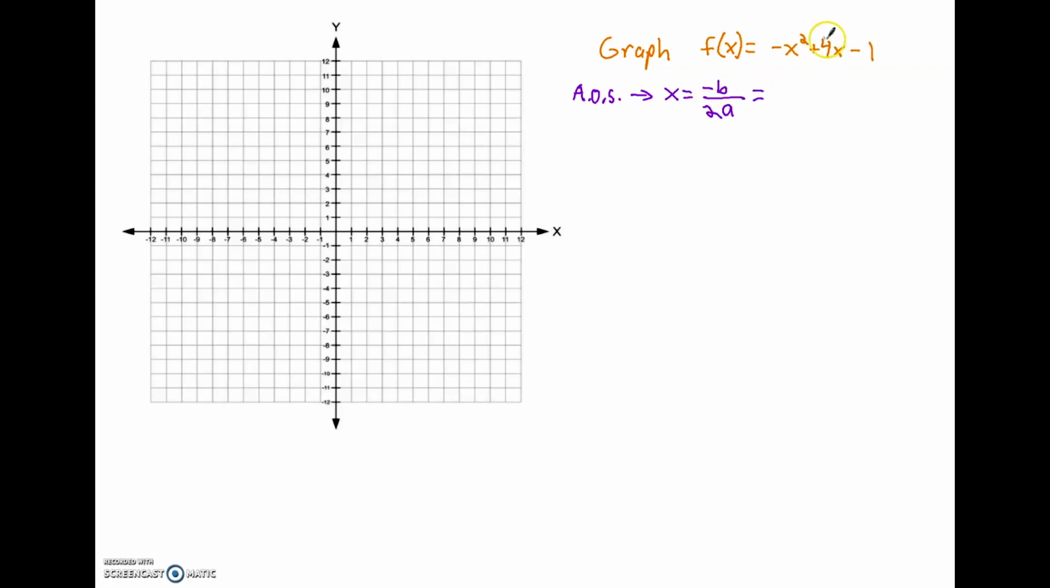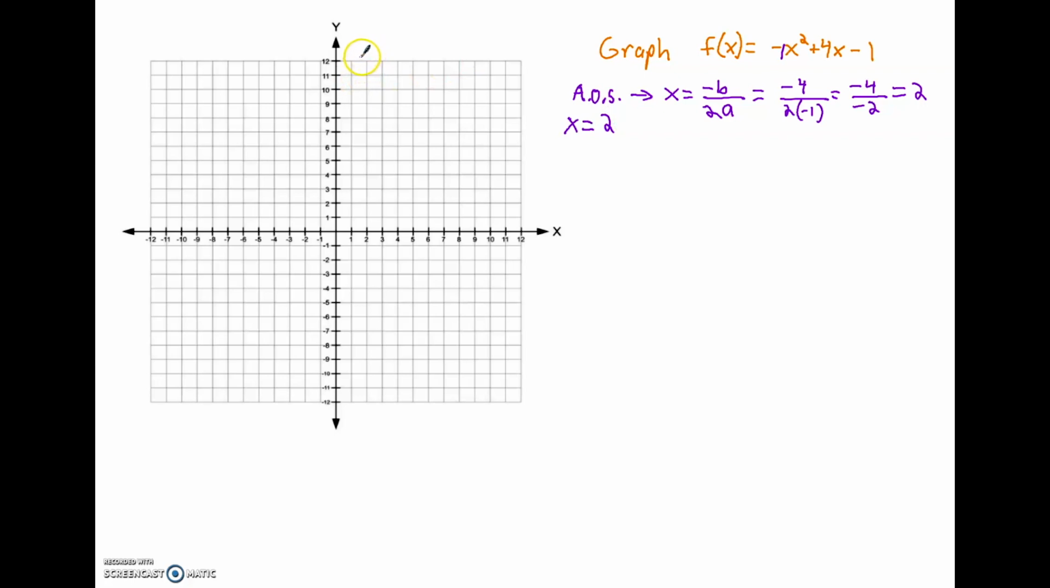Well, let's identify what b is. B is 4. It's right here. So that's the opposite of b, all over 2 times a. A is technically 1, -1. So 2 times -1. That's -4 all over -2, which is 2, because 2 times -1 is -2. So that's my x value. My axis of symmetry, therefore, is the equation x equals 2.